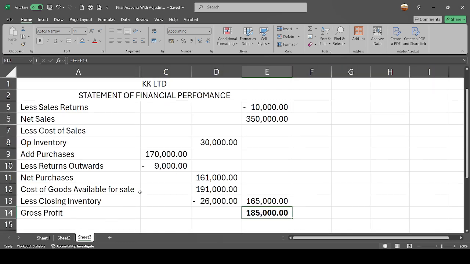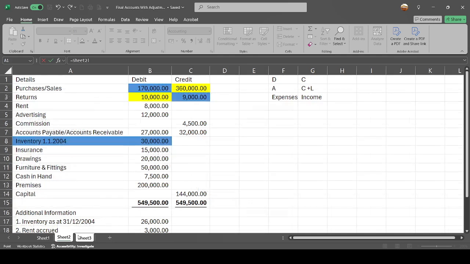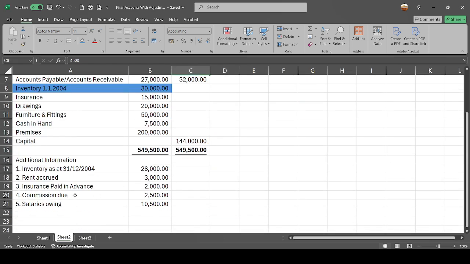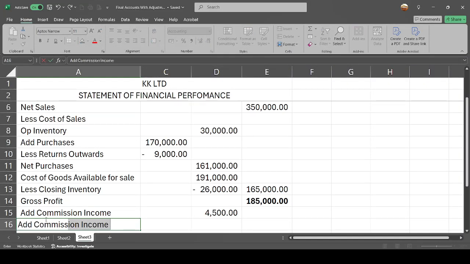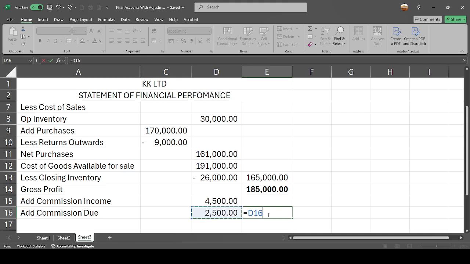So we come back to our gross profit over here. So we add commission. So we have a commission income, and we had been given the figure there, 4,500, but there is some attention to detail where the juicy part now comes in. We are told there's a commission due. So there's a commission of 2,500 that we have earned, but we have not received. So we need to now recognize it. So add commission due, and the figure we have been given in our additional information is 2,500. So we add them together to give us the total commission, that is 7,000. When we add the two of them here, that gives us 192.